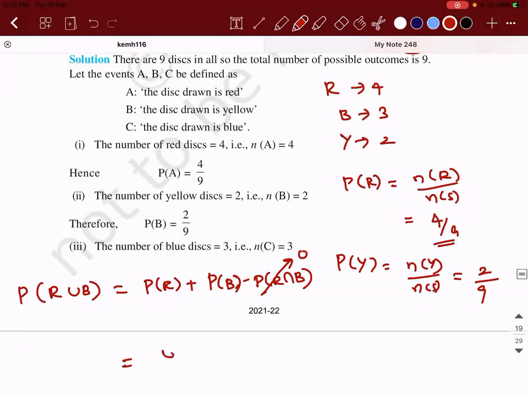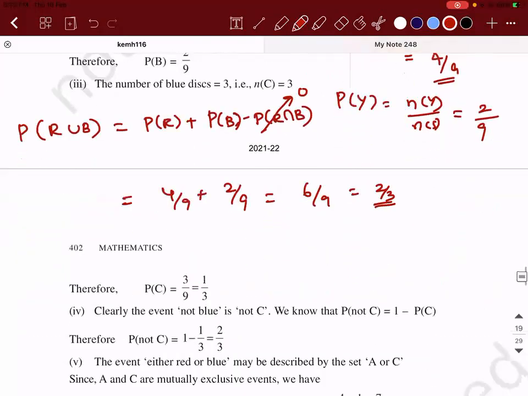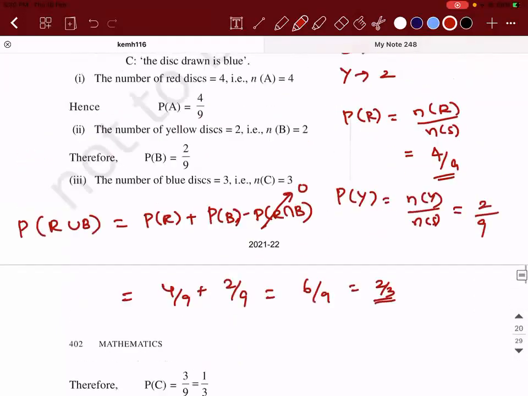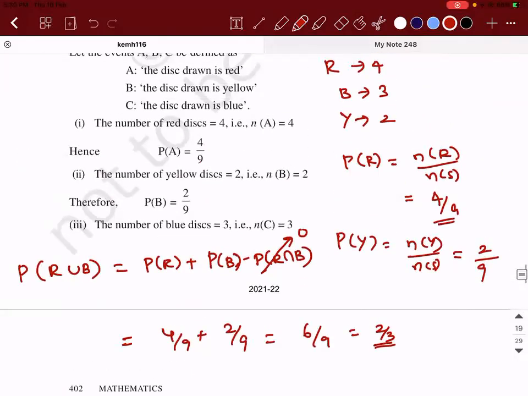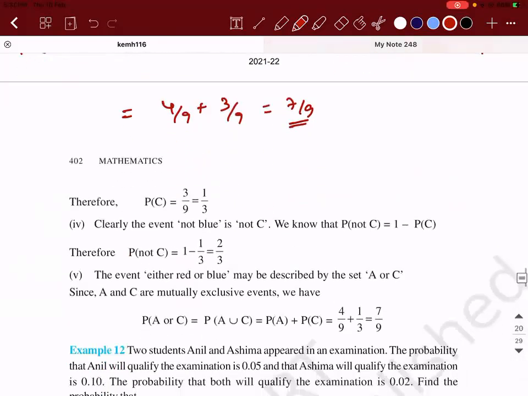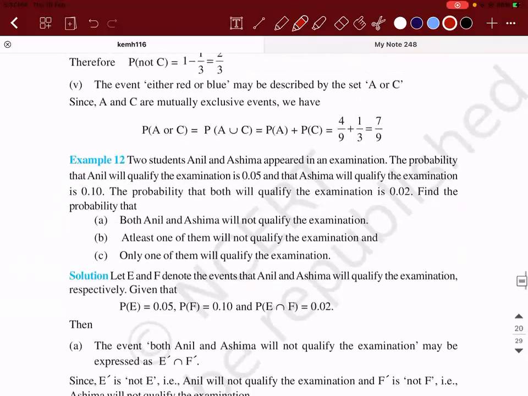Probability of red is 4 by 9, and this is 2 by 9, correct? Which will be 6 by 9, which is 2/3. Sir, actually, it's 7 by 9. Did I make any mistake? Oh, blue is 3 by 9. Sorry, I wrote for red. So with 3 by 9, it is 7 by 9. Good.